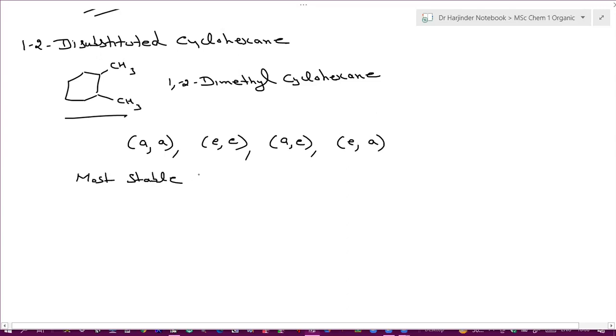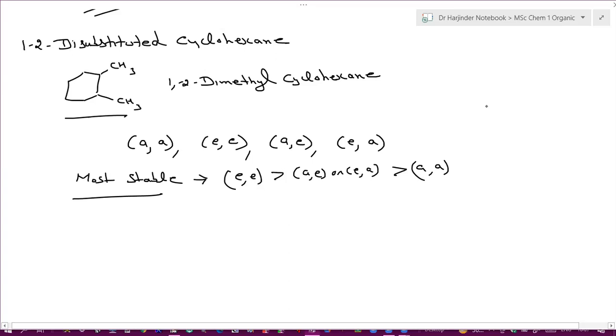When both are in equatorial position, that is most stable. Both equatorial will be more stable because the equatorial position is more stable than axial. Equatorial-axial is intermediate, and axial will be least stable under normal conditions in the absence of hydrogen bonding.